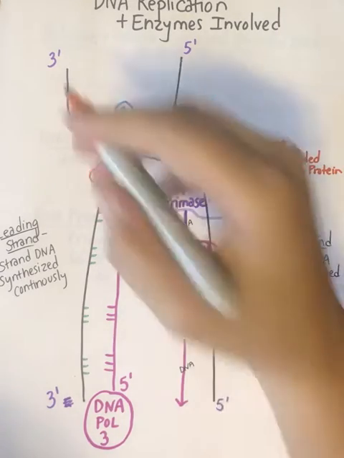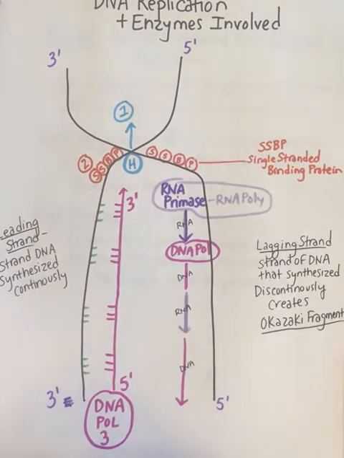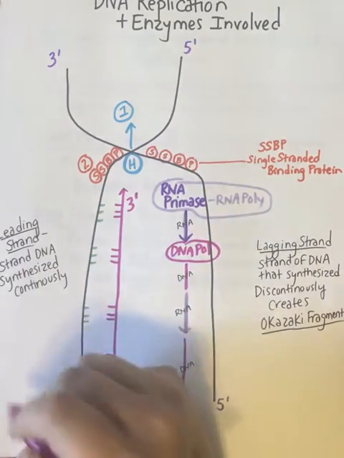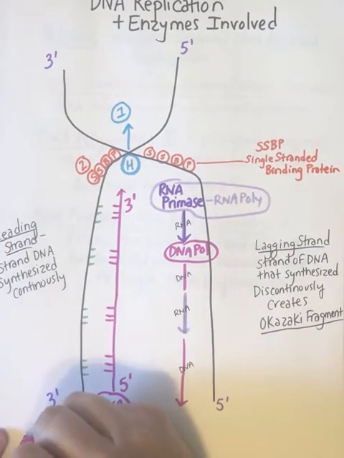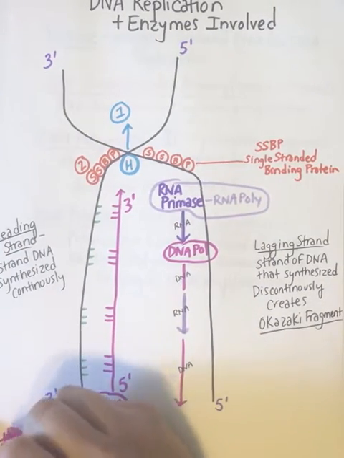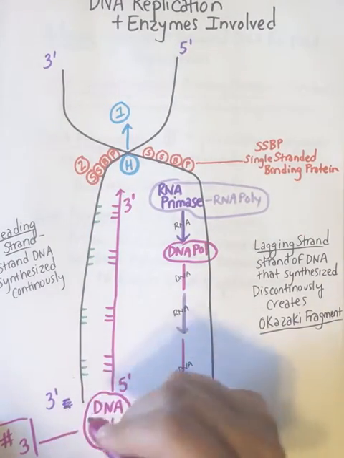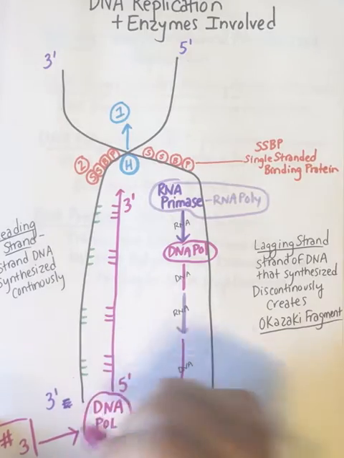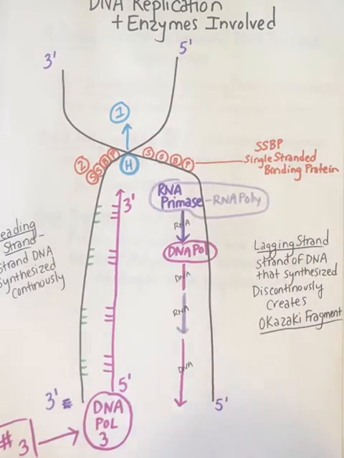Your single-stranded binding protein on either side is going to prevent DNA from rewinding. You always go to the leading strand first. So, step number 3 is you're going to create the leading strand by DNA polymerase because it works in the same direction.